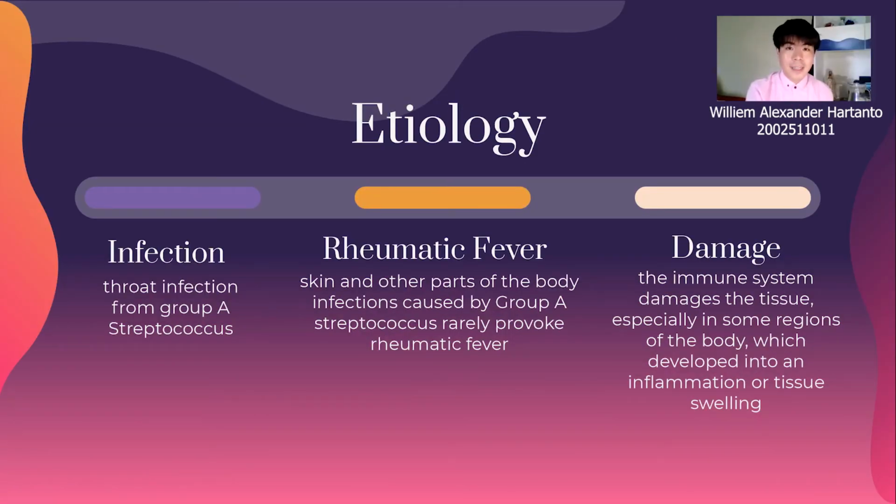Hello, my name is William Alexander Hartanto. With my student ID number is 200251102011, and I'm going to explain about the etiology of acute rheumatic fever.